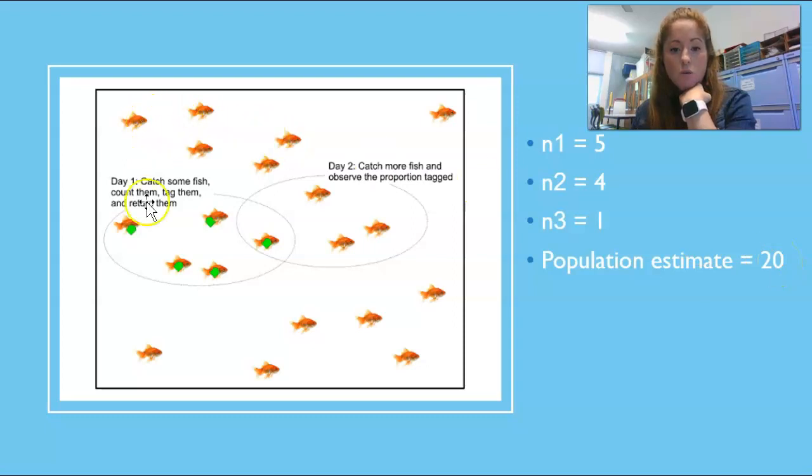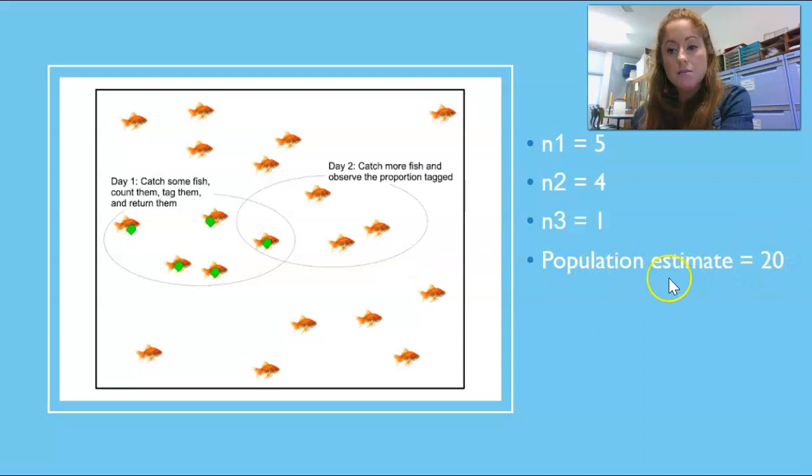If I count the total population, 1, 2, 3, 4, 5, 6, 7, 8, 9, 10, 11, 12, 13, 14, 15, 16, 17, 18, 19, 20. I got exactly 20. So this is very unusual that you would get the exact number, but obviously this is just a small example that's probably not very realistic.